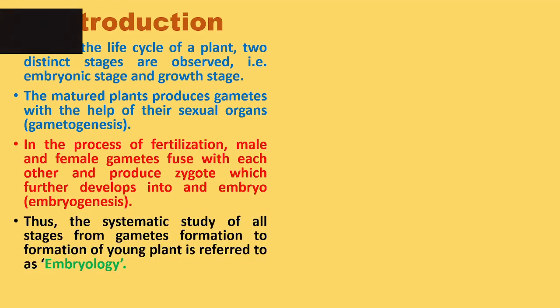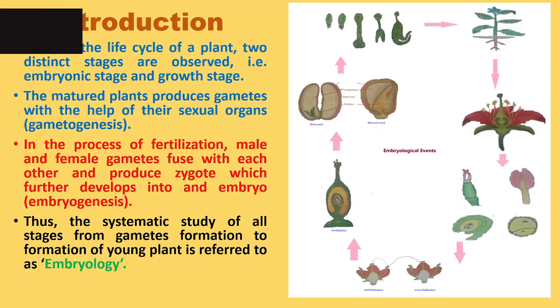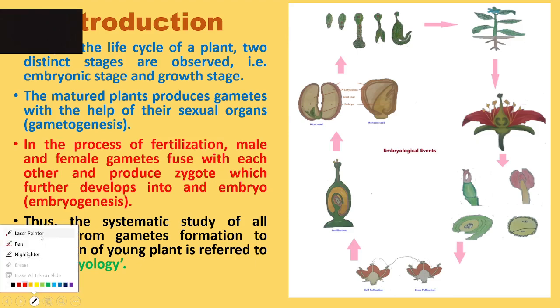Thus, the systematic study of all stages from gamete formation to formation of the young plant is referred to as embryology. So what we have to study in embryology is, right from gamete formation, male and female gametophyte formation, to the formation of the young plant, all the different stages taking place. This particular process is known as embryology. In this diagram, we will learn how different embryological processes take place.